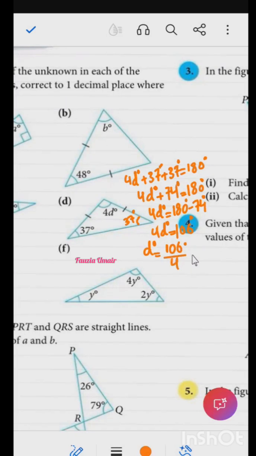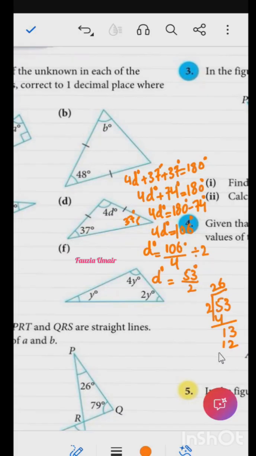So first of all, I can just divide it by 2, right? So D would be 53 by 2, right? So now we will divide because we are expecting a decimal in the answer. We will put 53 inside and 2 outside. 2 twos are 4, 1, and then 3 will come down. 2 sixes are 12, and then 1.